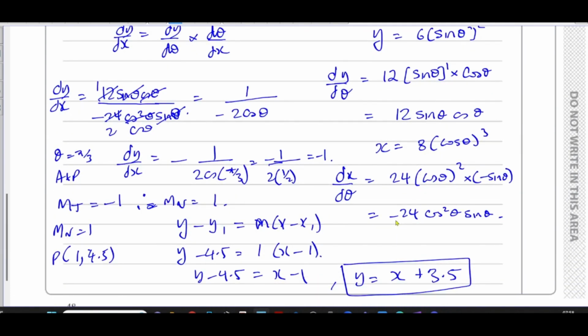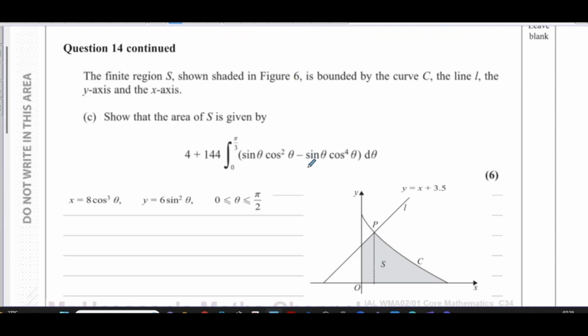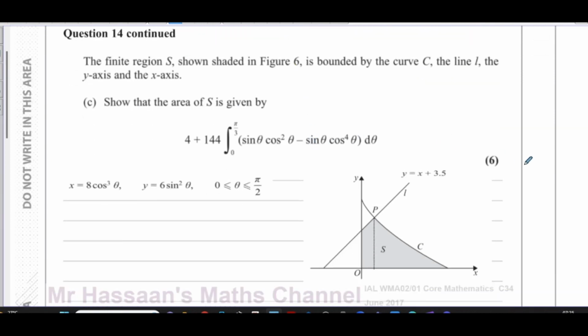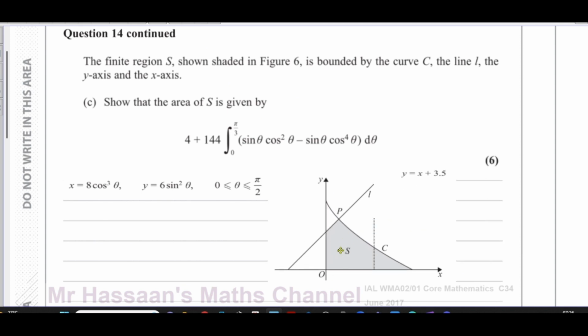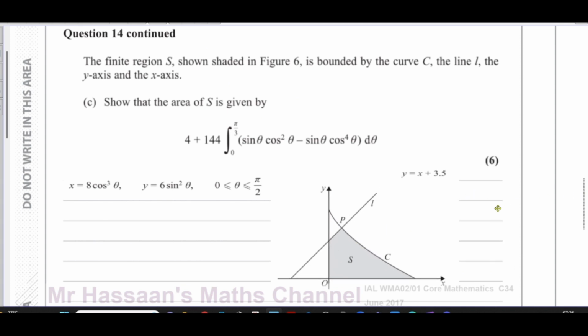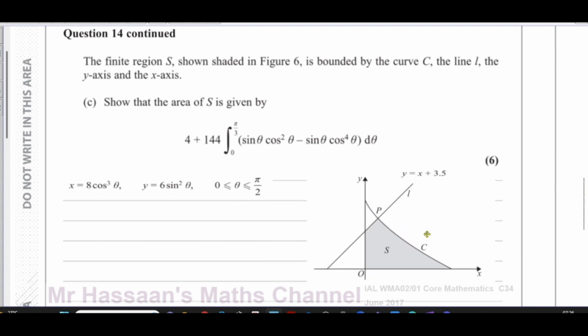Good. So there's the answer to part B of this question. And next is part C. The finite region S shown shaded in figure 6 is bounded by the curve C, the line L, the y-axis, and the x-axis. So this is the region S. We've got to show that the area of S is given by this expression here.